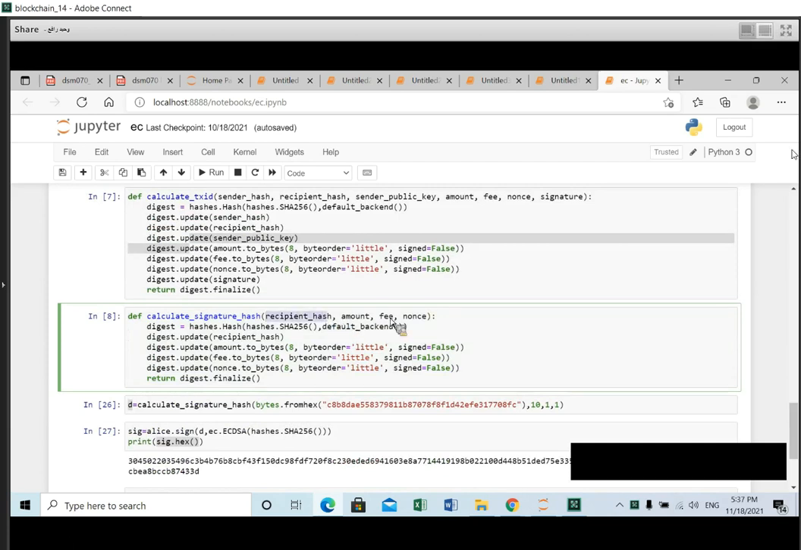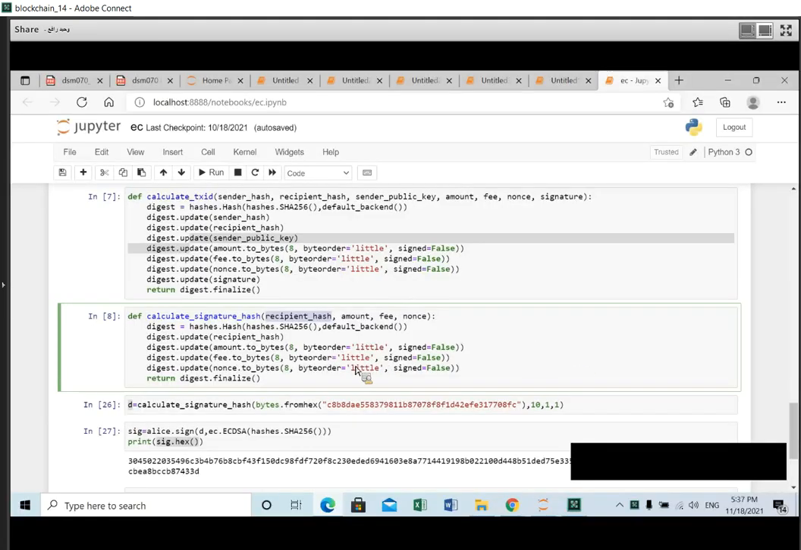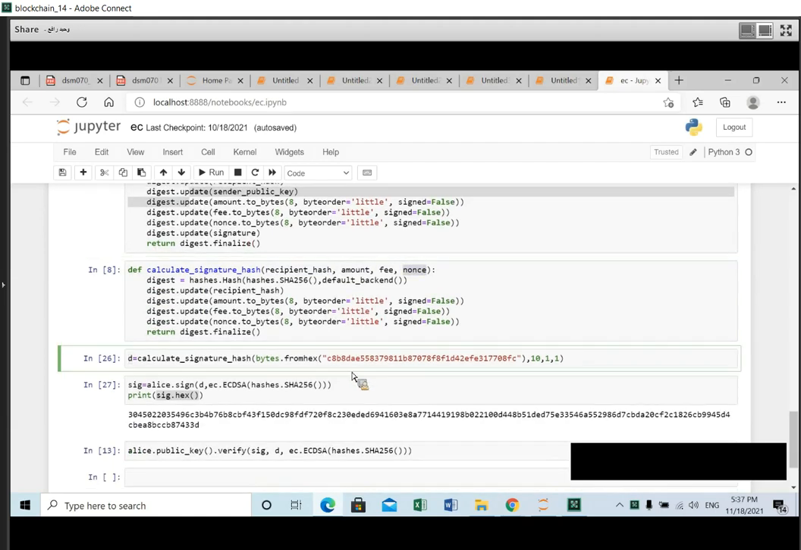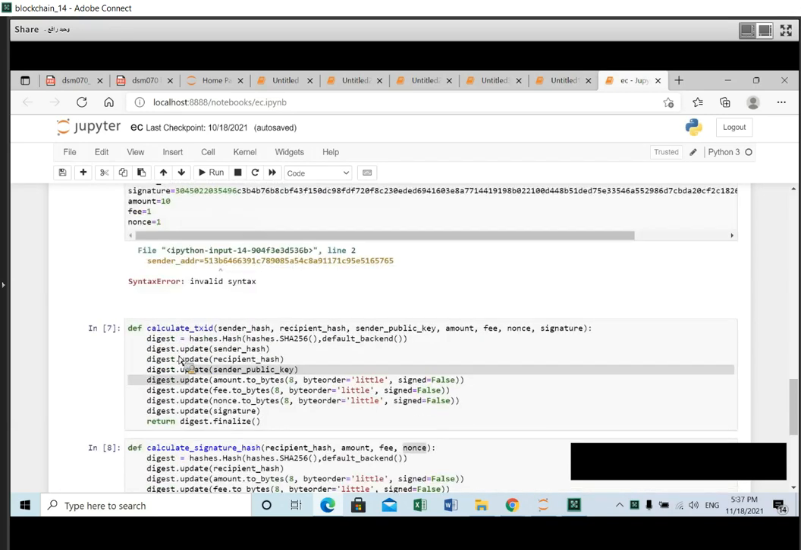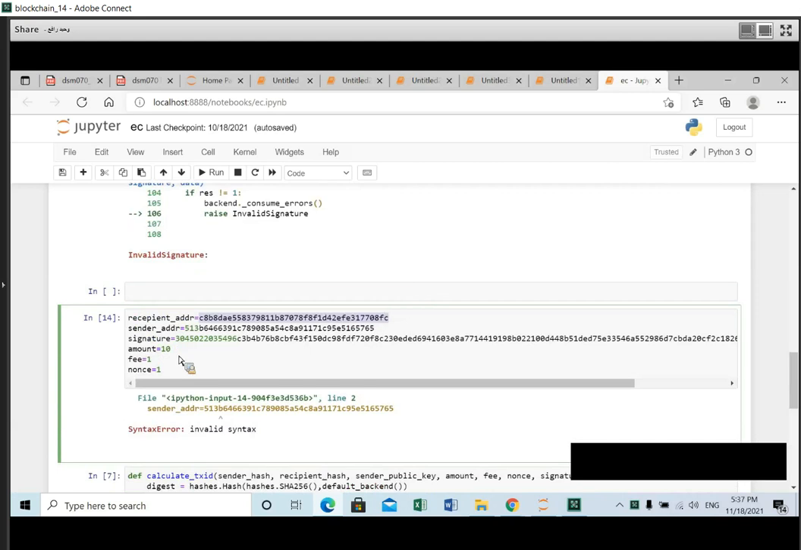It is recipient, and nonce. Then, using this command, suppose that this is the recipient address. I have copied it from here. This is the transaction that Alice wants to send to Bob. In fact, Alice wants to propagate this transaction through the peer-to-peer network.